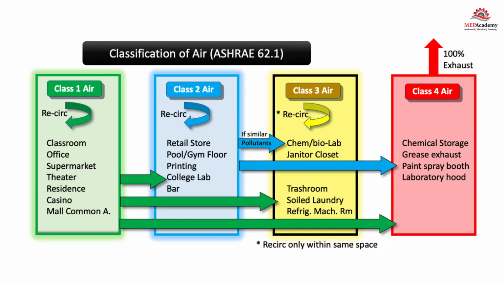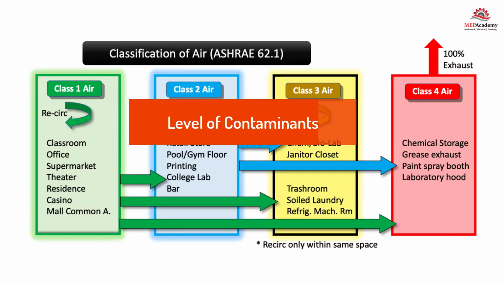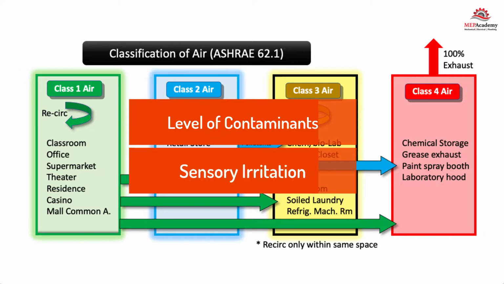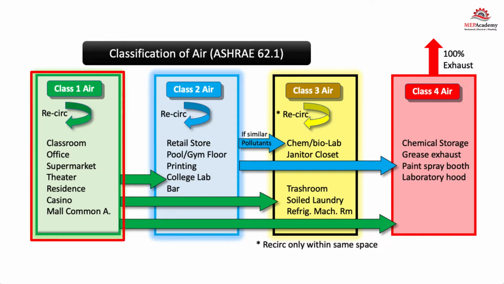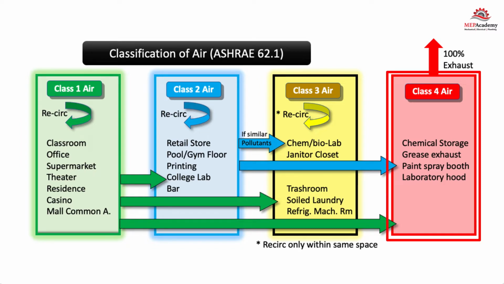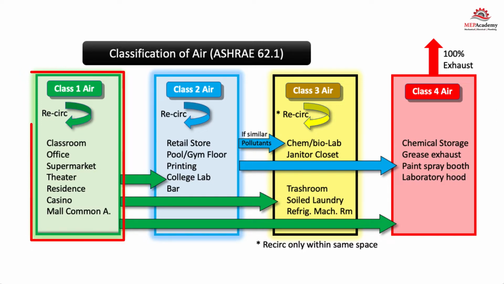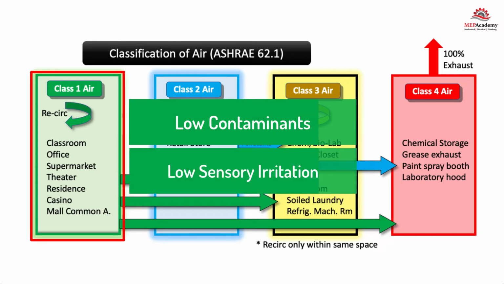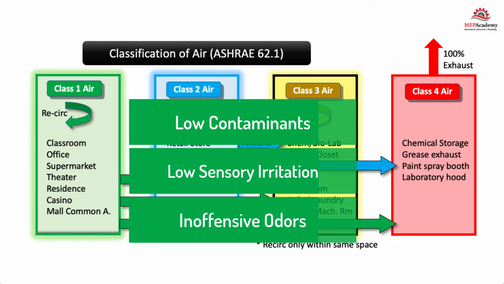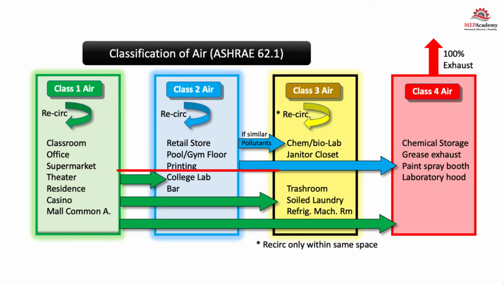ASHRAE ranks air according to the level of contaminants in the air and the level of sensory irritation. The classification extends from Class 1, which is considered low contaminant level, to Class 4, which is highly objectionable. Class 1 is the cleanest air classification, while Class 4 is the worst. Class 1 air with low contaminant concentrations, low sensory irritation intensity, and inoffensive odor is suitable for recirculation or transfer to any space in classes 1 through 4.